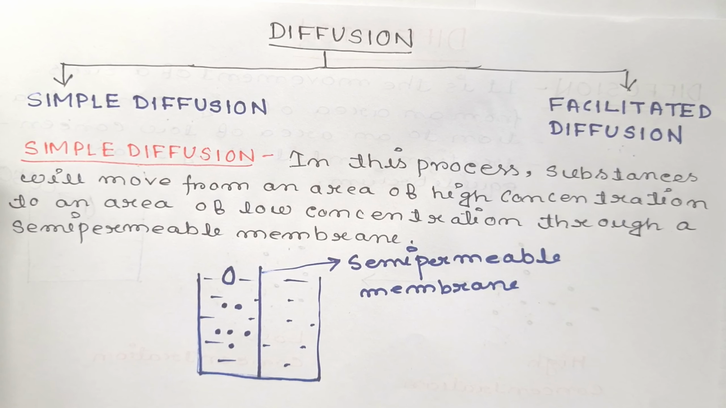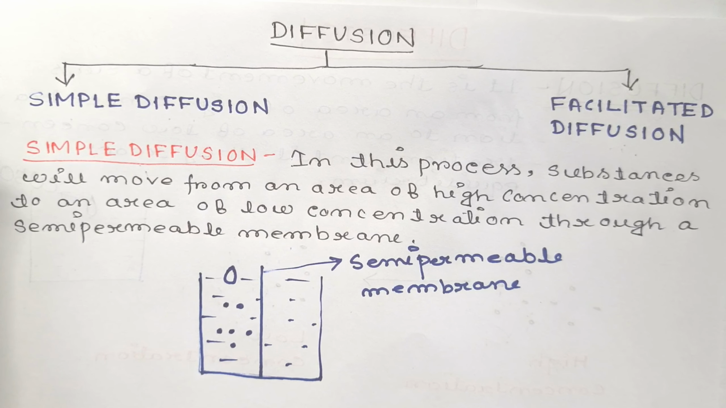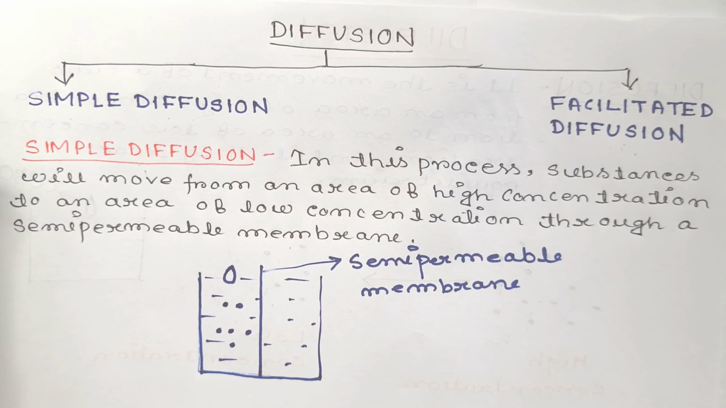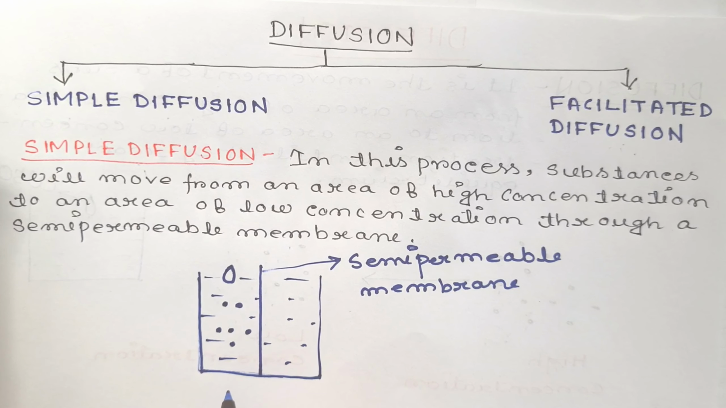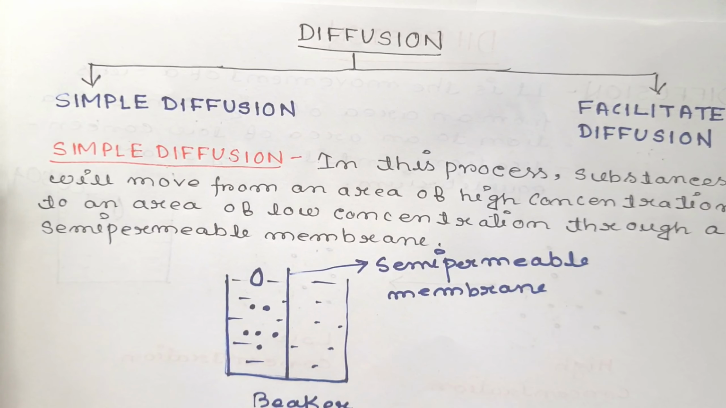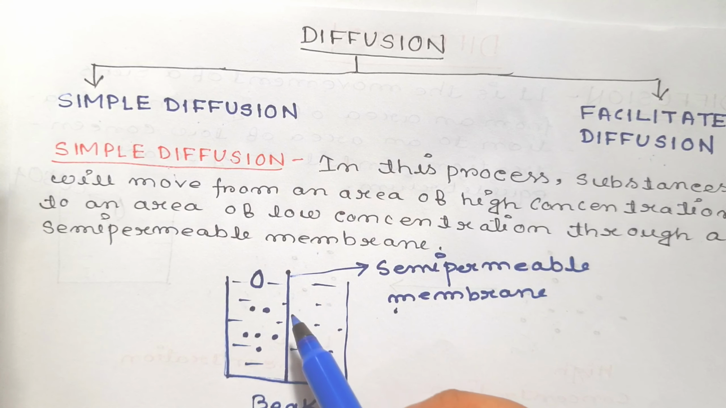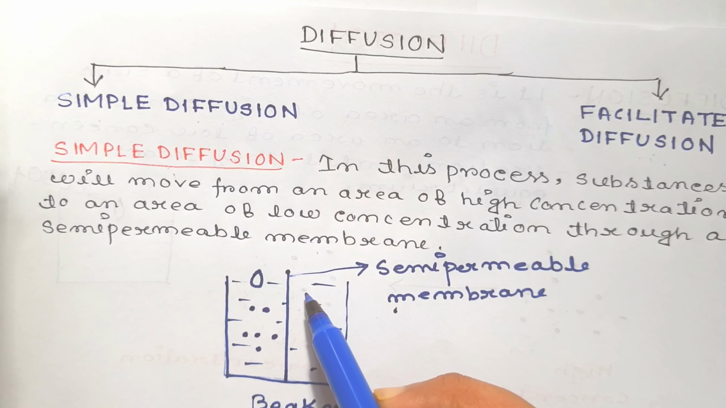Now we will discuss what is simple diffusion. In this process, substances will move from an area of high concentration to an area of low concentration through a semi-permeable membrane. Okay, now let's see an example. This is a beaker containing water, and we put a membrane, which is a semi-permeable membrane, that separates the water of the beaker.